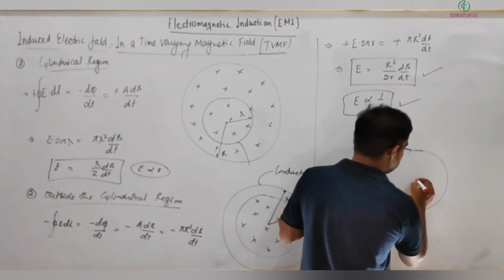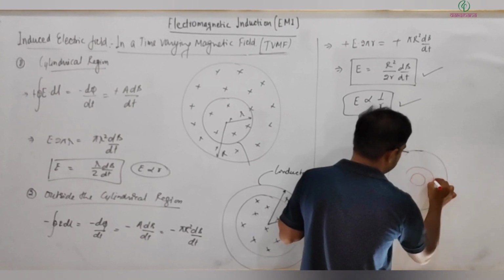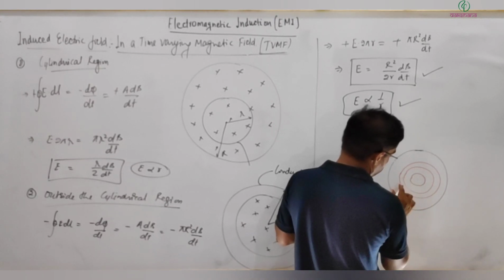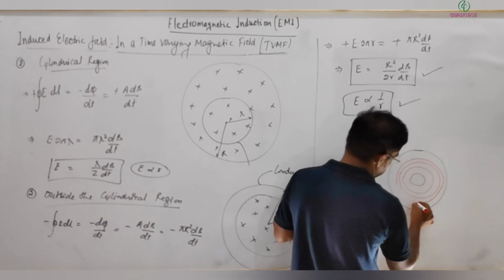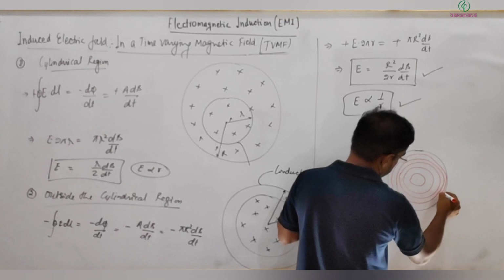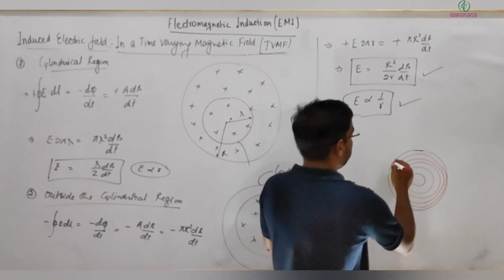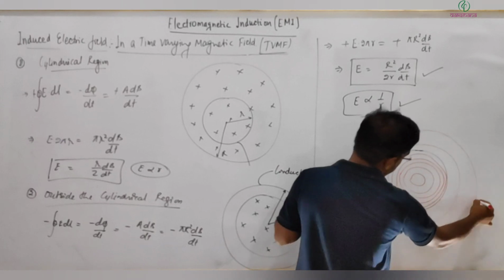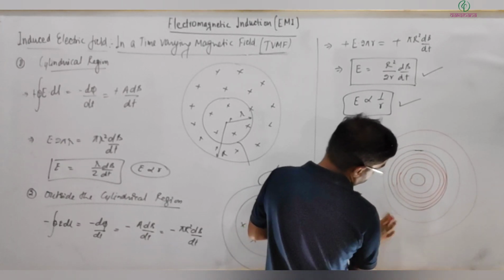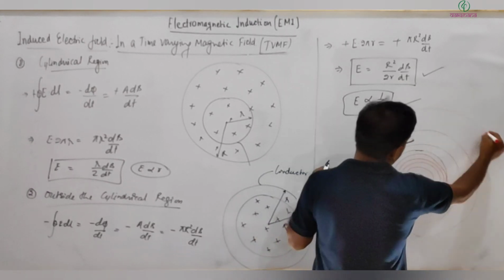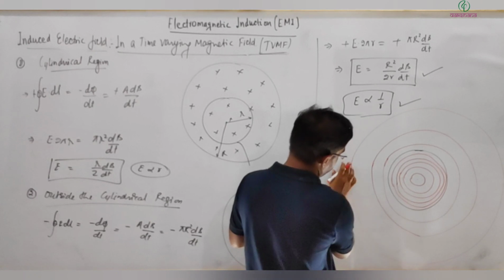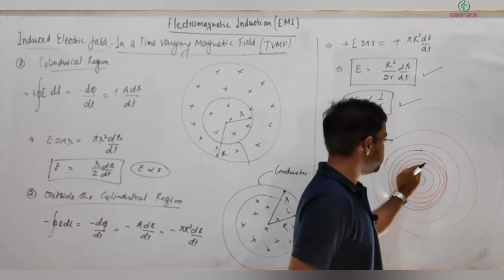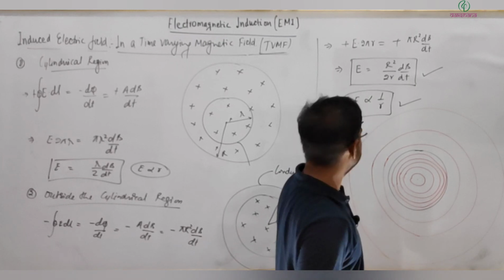Let me draw it with different colors. Where the electric field line density is higher, the electric field strength will be higher, like this. I'm not able to draw it uniformly, and outside the region, as you are going away, the field density will keep on decreasing, like this way. Just compare here: here the lines are more close, and here more close compared to this. So as you go away, the density keeps decreasing.